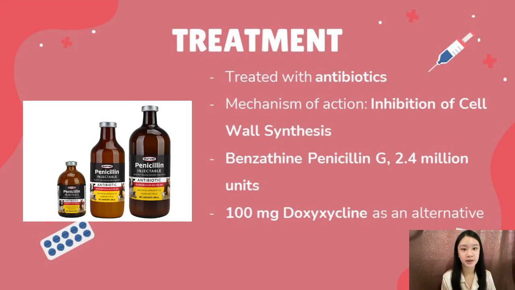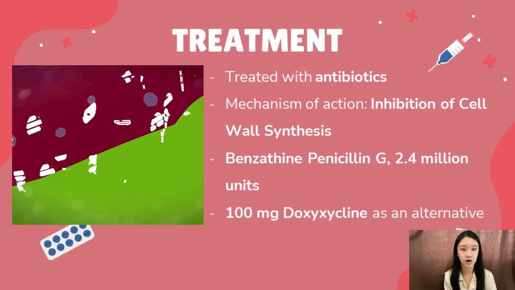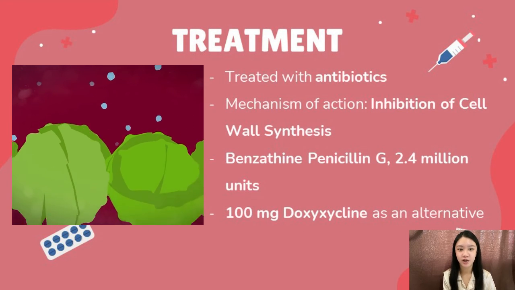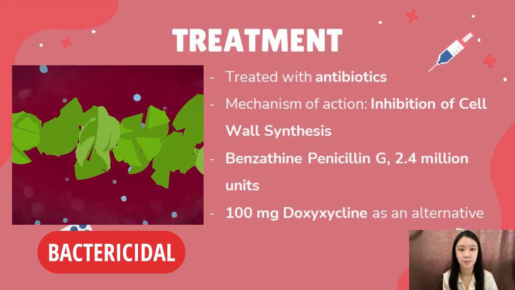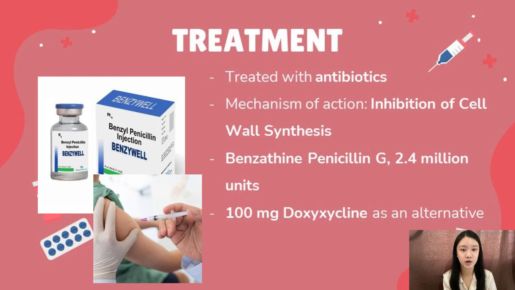The preferred treatment at all stages is penicillin, which is an antibiotic. The mechanism of action of penicillin is the inhibition of cell wall synthesis, in which the cell wall of the bacteria is being targeted in order to inhibit its formation, and with that, it will be deactivated or altered. Therefore, penicillin is bactericidal since it causes the bacteria to die. A single dose of benzathine penicillin G 2.4 million units is being used to kill the T. pallidum, and this is administered through an injection.